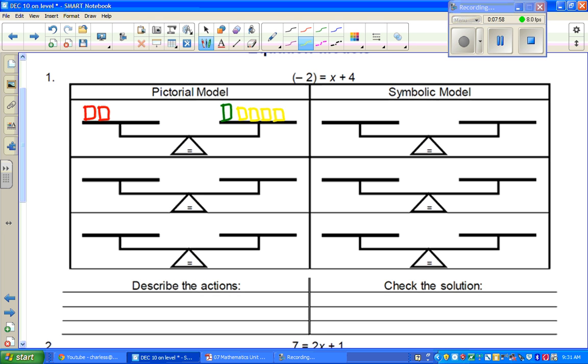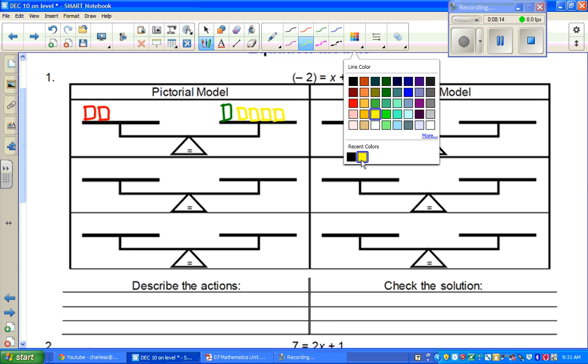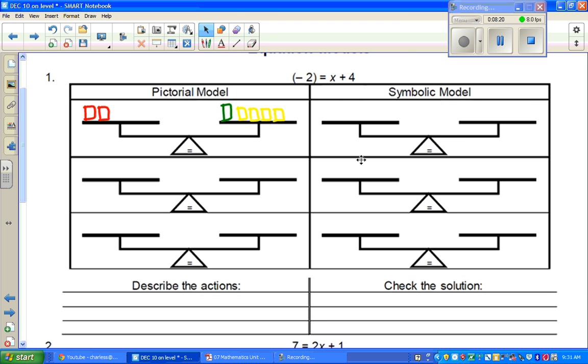So now what we do is we need to move all of our numbers to one side and leave all of our x's on the other side. So since we have a positive x on the right, we're going to move the 4 yellow squares over to the left-hand side. And in math, if we need to move something, we do the opposite. So we need to add the opposite, which is add 4 negative squares or red squares to both sides.